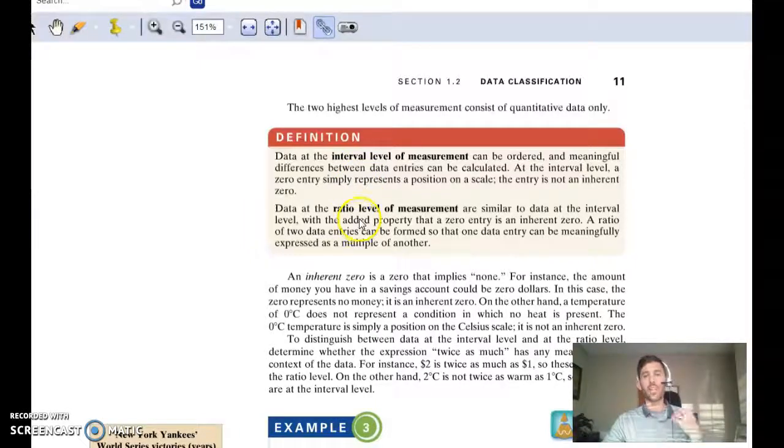So ratio level is the highest level of information, and then we have interval, and then ordinal, and then nominal is just when you have categories or qualitative data.